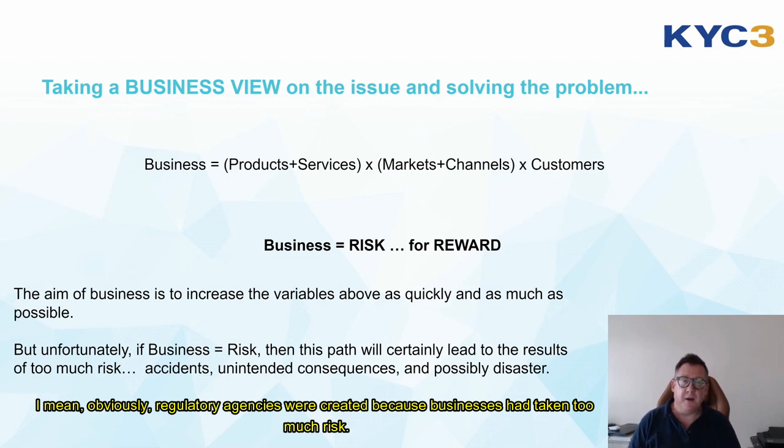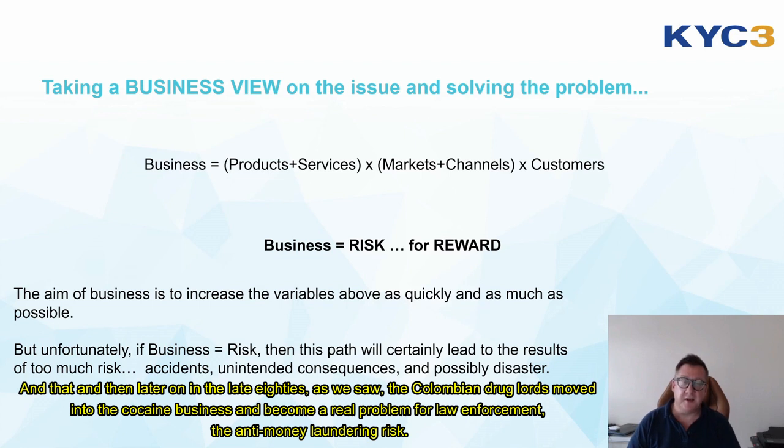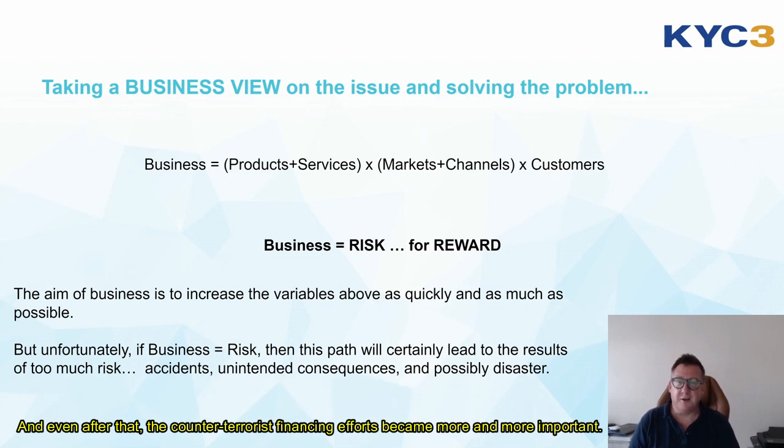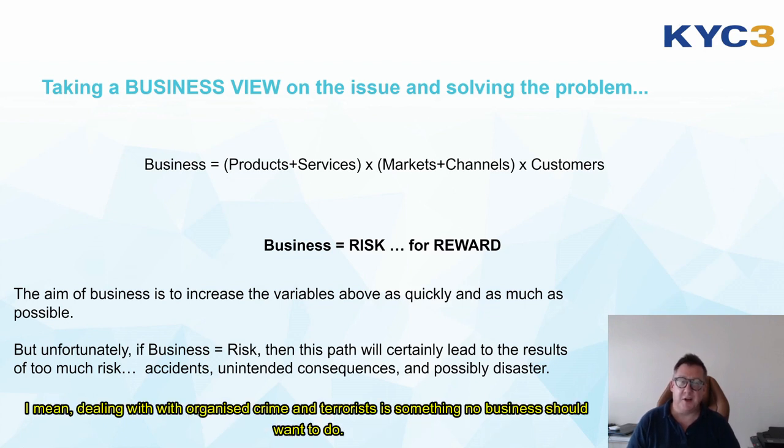I mean, obviously, regulatory agencies were created because businesses had taken too much risk. Initially, it was the case that customer assets held in custody would disappear because the business took too much risk, and then later on in the late 80s, as we saw the Colombian drug lords move into the cocaine business and become a real problem for law enforcement, the anti-money laundering risk, and even after that, the counter-terrorist financing efforts became more and more important. So these are the types of risks that can impact the business. We're not talking about stubbing a toe. I mean, dealing with organized crime and terrorists is something no business should want to do.